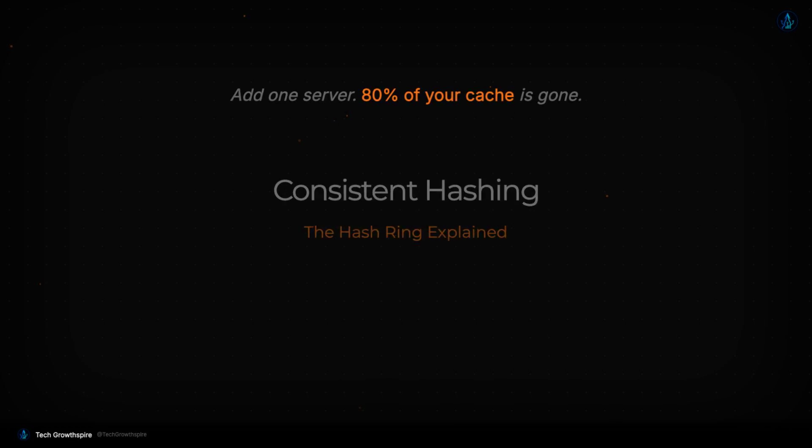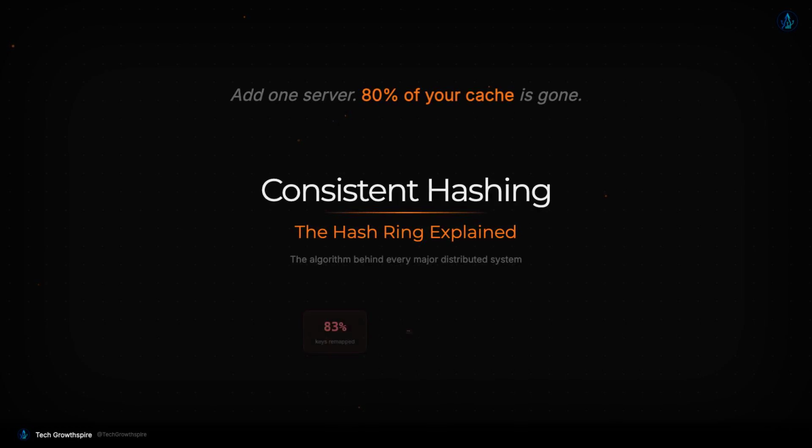Imagine you have 5 cache servers handling millions of requests per second. You're using a simple hash. Take the request key, mod it by 5, and route to that server. It works perfectly, until you need to add a 6th server.